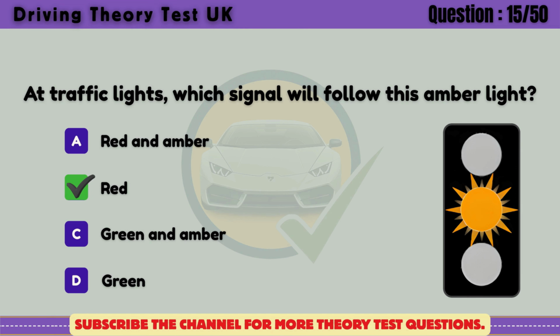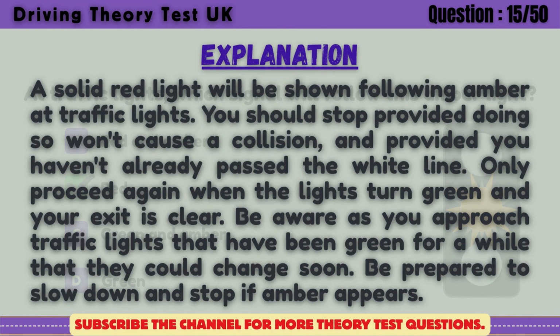Answer is B. Red. A solid red light will be shown following amber at traffic lights. You should stop provided doing so won't cause a collision, and provided you haven't already passed the white line. Only proceed again when the lights turn green and your exit is clear. Be aware as you approach traffic lights that have been green for a while that they could change soon. Be prepared to slow down and stop if amber appears.